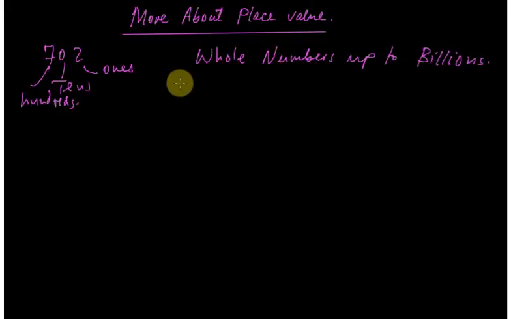In fact, whole numbers have periods. When we have three digits like this, we say these are ones, tens, hundreds. Then after hundreds, we are going to have thousands, 10,000s, and then 100,000s. After that, we are going to have millions. So every three digits will give us a period. We'll talk about periods of whole numbers when we deal with numbers up to 1 billion.